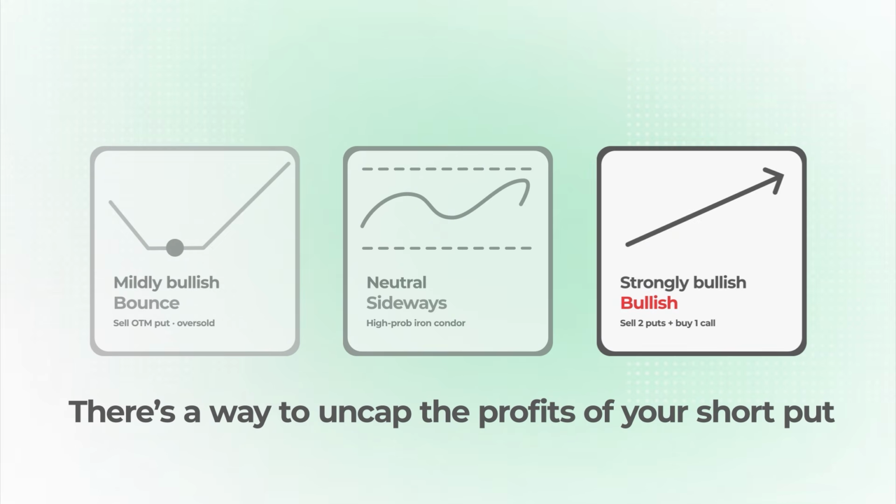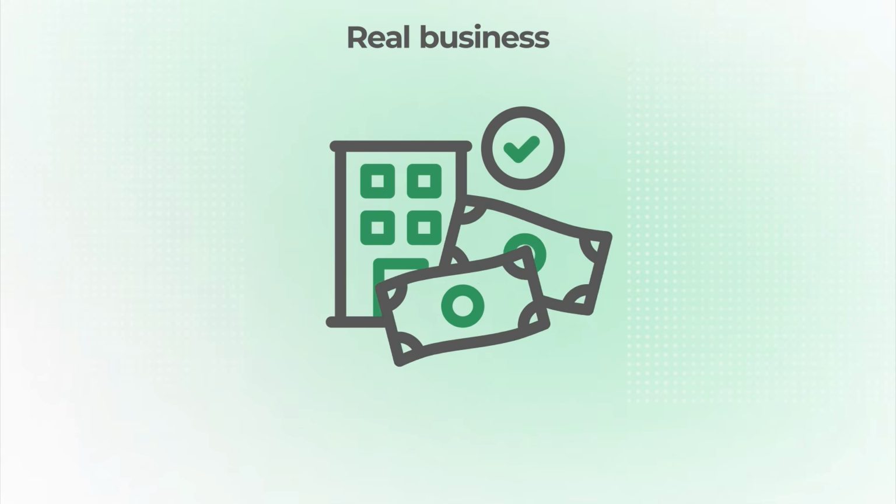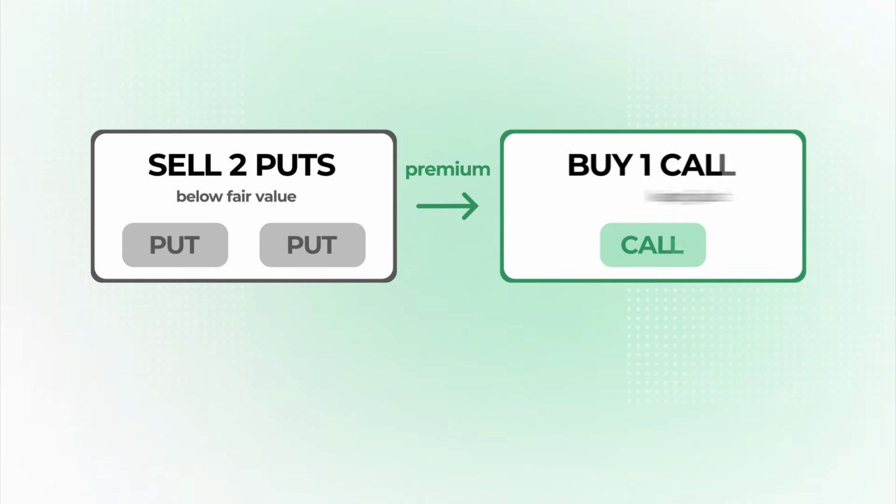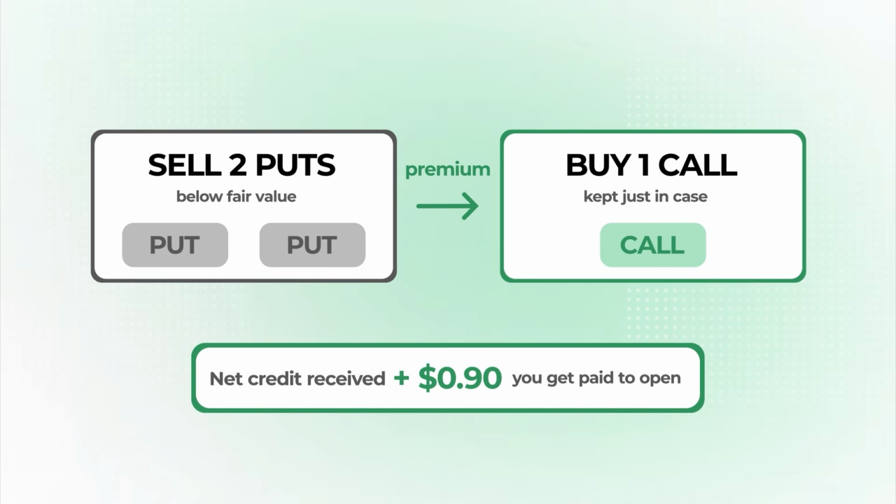Remember how I told you that there's a way to uncap the profits of your short put in the first scan? Here we go. Imagine there's a quality company you genuinely love to own. It's trading at a price you think is a bargain, and you want a cheap way to bet on the upside. So you sell 2 puts below fair value, and use a part of that premium to buy 1 call. The second put basically pays for the call.